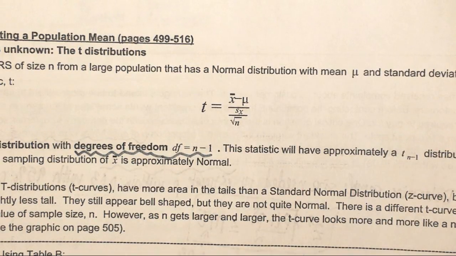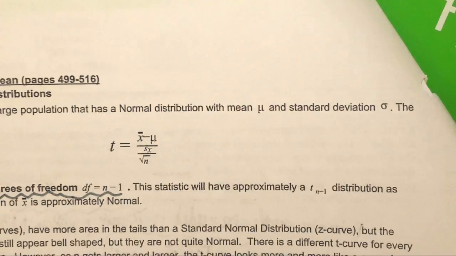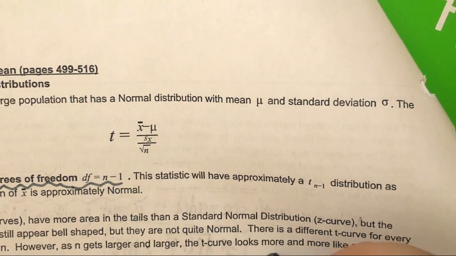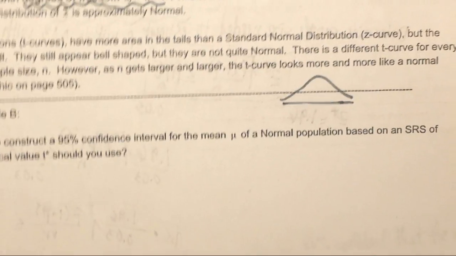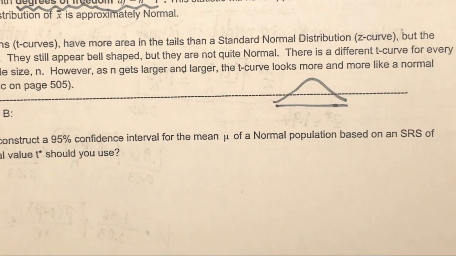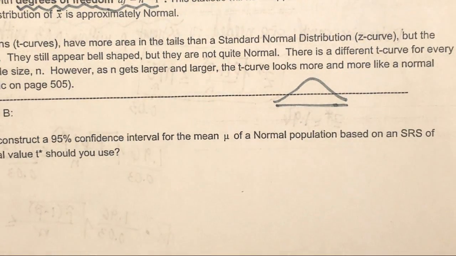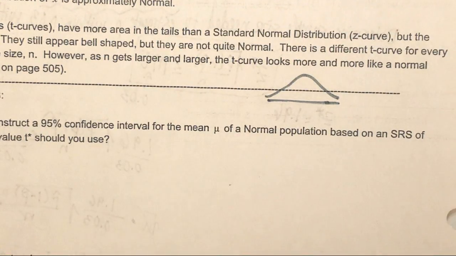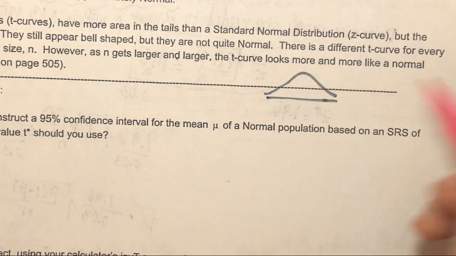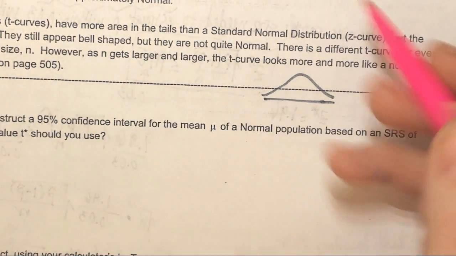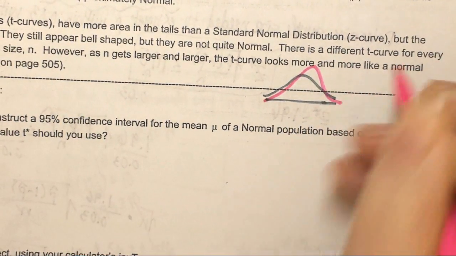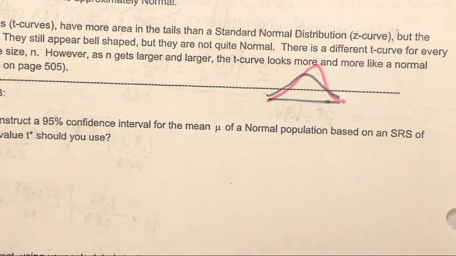And then in general, t-curves have more area in the tails than the standard normal curve. So you and I have been drawing the same picture for forever. Got my standard normal curve. A t-curve is slightly different than our normal z-curve. They still appear bell-shaped, but they are not quite normal. There's a different t-curve for every possible value of sample size n. So literally, we are going to be using technically a different curve. So technically, that's why we're using a different table.